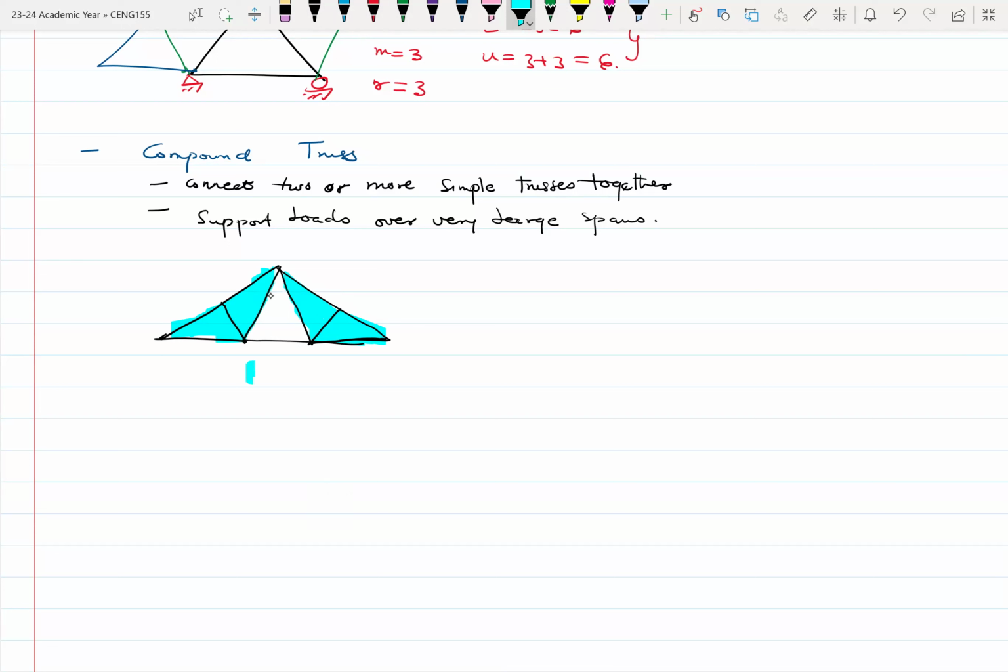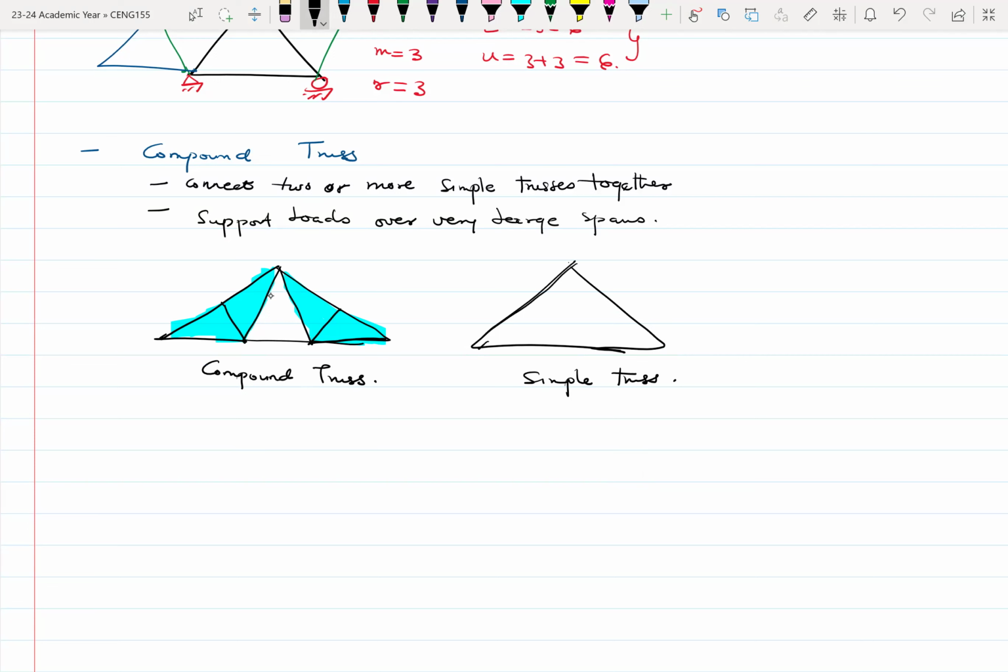This is cheaper to construct than trying to do one large simple truss. Okay, so here it says one large simple truss. So this is a simple truss, while this is a series of simple trusses being joined together, and that will form a compound truss. So cheaper. This is a compound truss system.